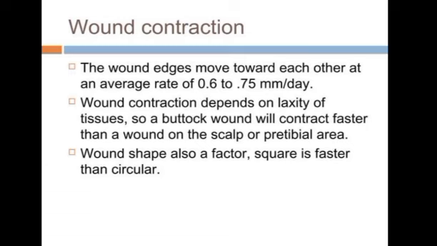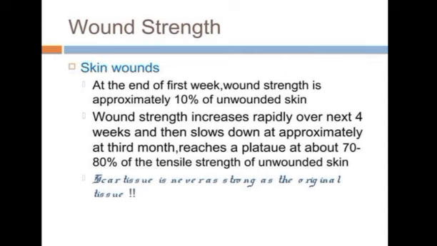Wound shape also affects contraction. Square shaped wounds will contract faster compared with circular wounds, depending on the type of cells present in the wounds.